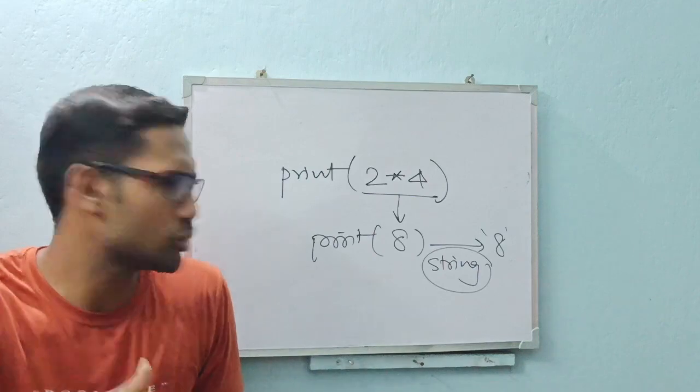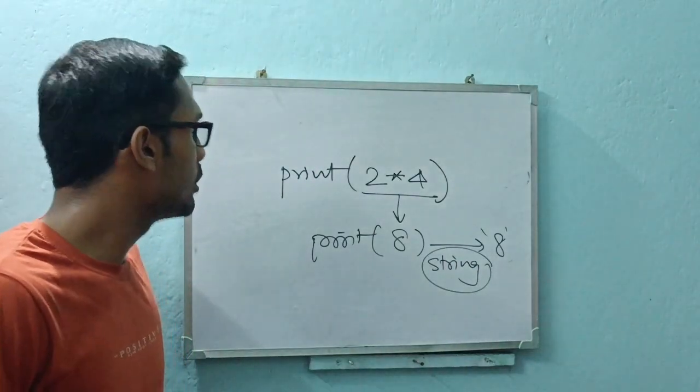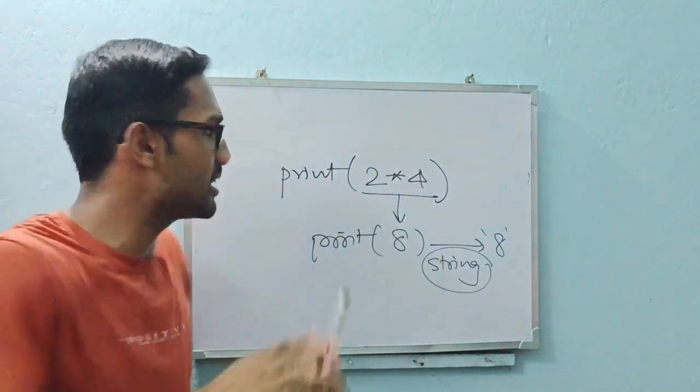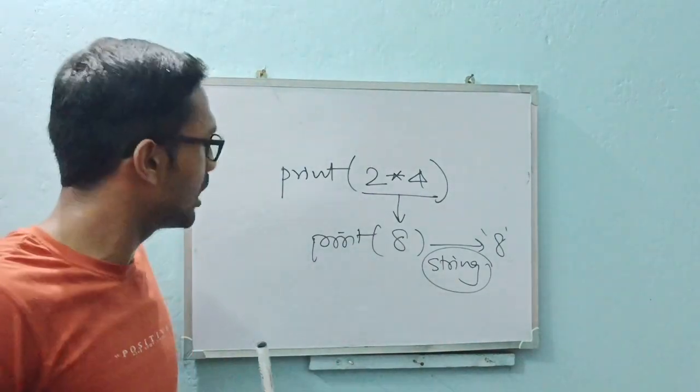Clear? So that is one point. You can say the third functionality. You can pass an expression, the expression will get evaluated, and after evaluation the result will get printed. Clear? So this one is the third functionality.